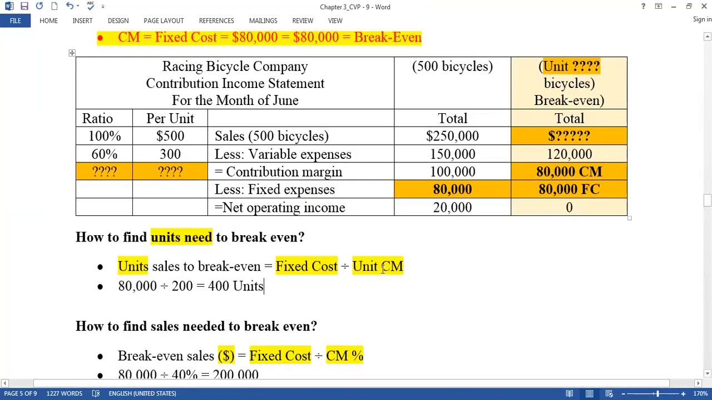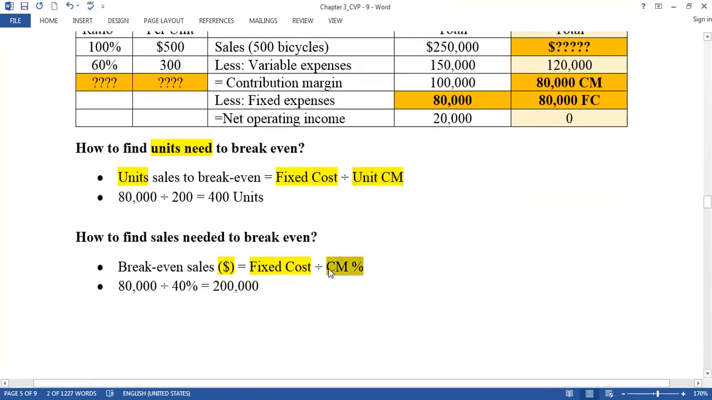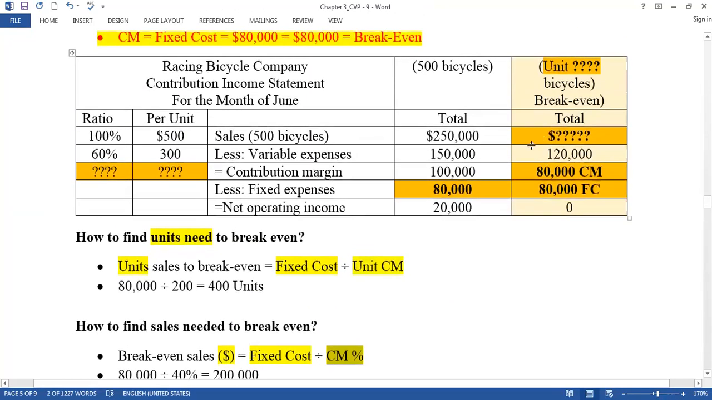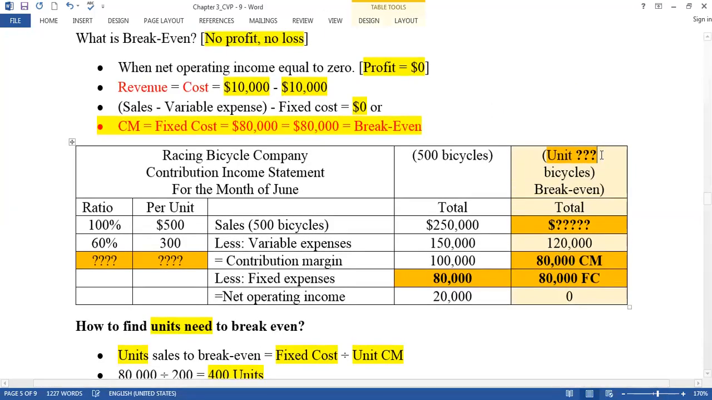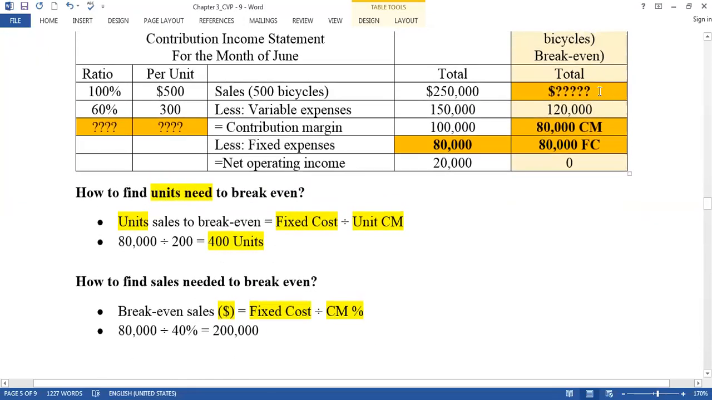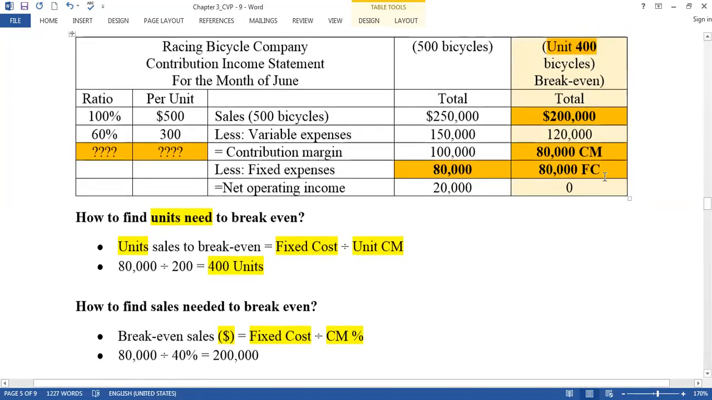So the fixed cost is given. For units, we have to calculate CM unit, right? Do you know how to calculate CM unit? I already explained how to calculate CM ratio. Just divide by CM unit, or divide by CM ratio. And I told you that if you check your documents, the answer is 400 units. If you sell 400 units, then you have break even. If you sell $200,000, then you have break even.